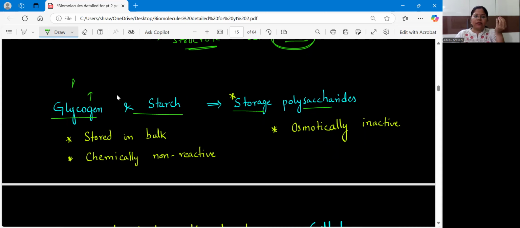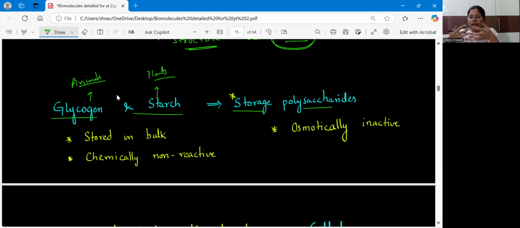So here glycogen is stored in animals, and in plants, glucose is stored in the form of starch. So my question here is, why can't we store glucose as it is in the animals as well as plants? Why does this glucose need to get converted into glycogen and starch for storage?